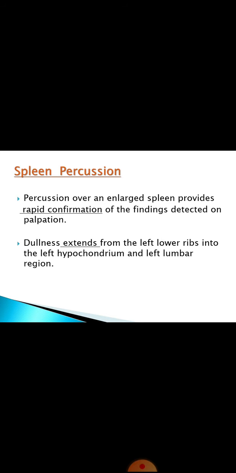For detection of the spleen, percussion over an enlarged spleen provides a rapid confirmation of the finding detected on palpation. Dullness extends from the left lower ribs into the left hypochondrium and left lumbar region.